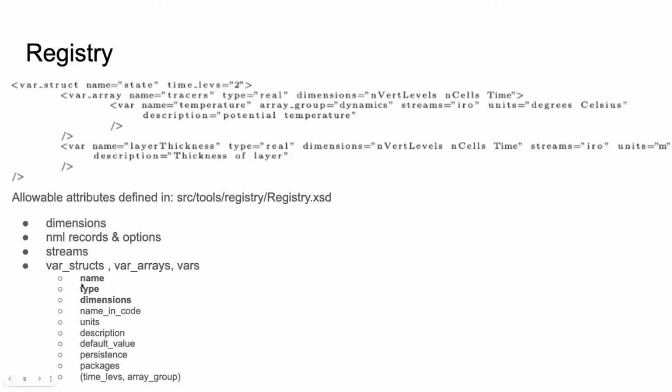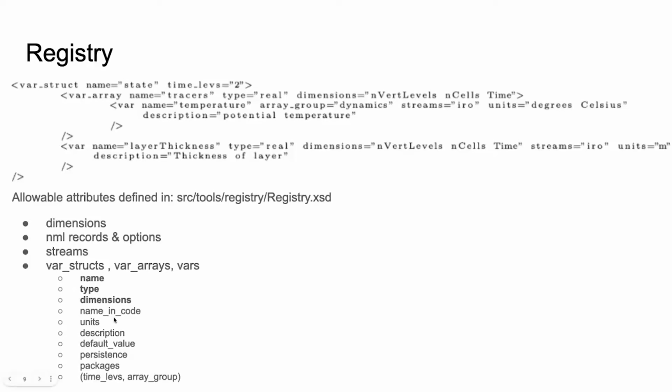But I've listed at the bottom here the list of attributes that are currently supported. For every variable, name, type (which would be like integer or real), and dimensions are required. All of these other attributes are optional. If the hackathon is working on things like long name or other CF compliant attributes, they would likely need to be added to this list of supported attributes.